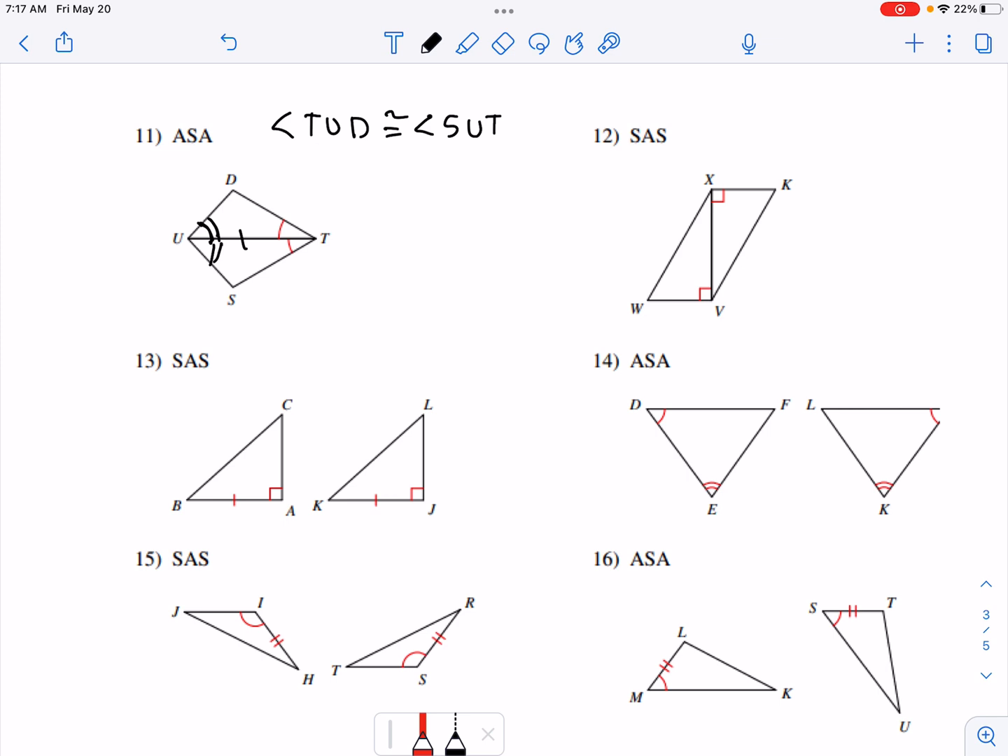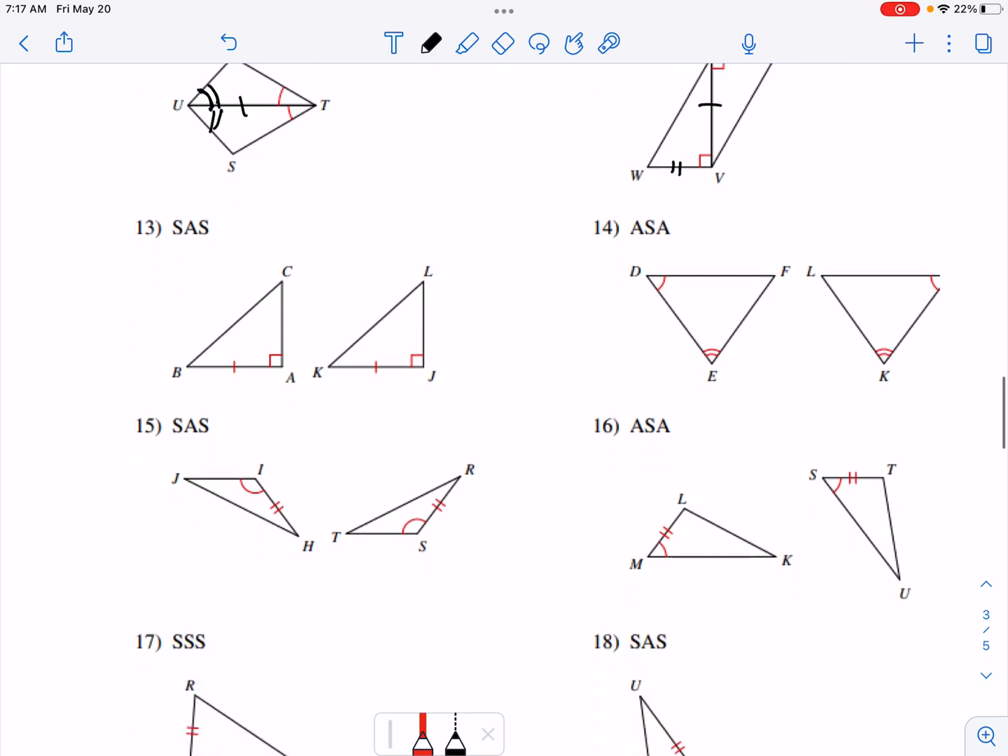Okay, so side angle side. So once again, the reflective property says that these sides are congruent. So in order to have side angle side, right now we have side angle. So in order to have side angle side, I would have to know that this side is congruent to that side, because then we would have side angle side, right? Okay, so in other words, we would have to know that XK is congruent to VW.